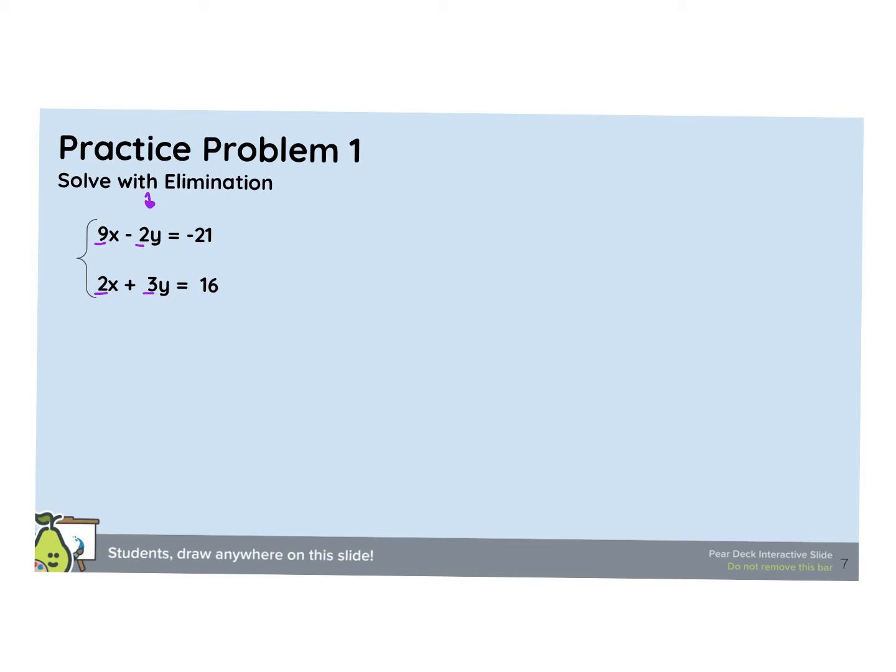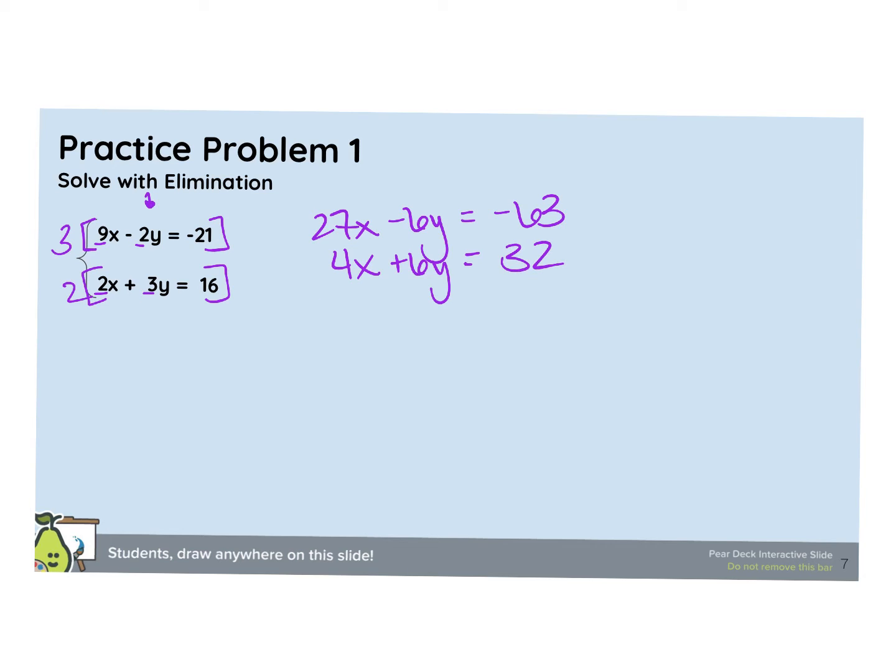So I'm going to make both of these equations equal 6 by multiplying the first equation by 3 and the second equation by 2. So I'm going to get 27x minus 6y equals negative 63. And then when I multiply the second one by 2, I get 4x plus 6y equals 32.